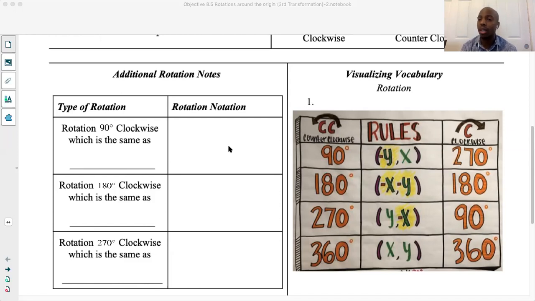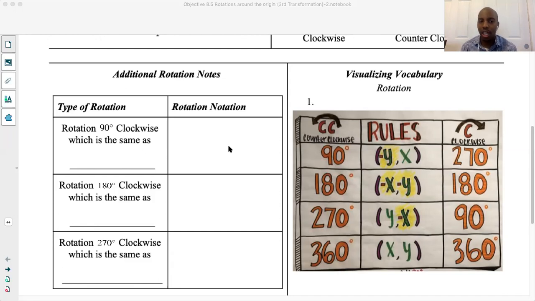There are 90-degree rotations, 180-degree rotations, and 270-degree rotations. If I said 360 or 0, that would be the same exact spot, because if I were to rotate something 360 degrees, it would end up exactly in the same spot as if I didn't touch it at all. So we're not going to talk about 360, but we're going to talk about 90, 180, and 270.